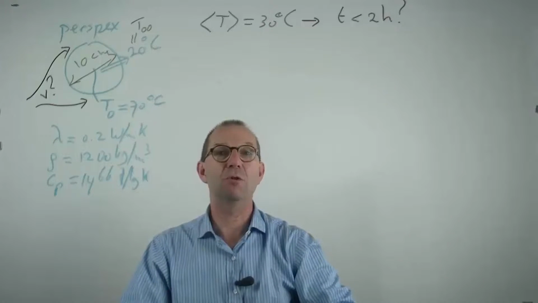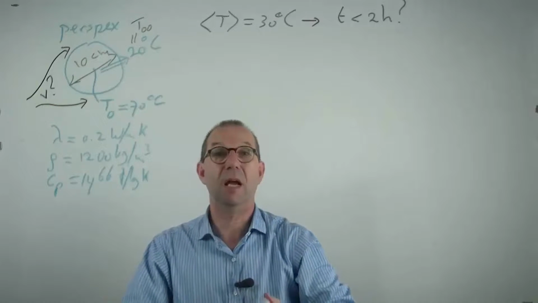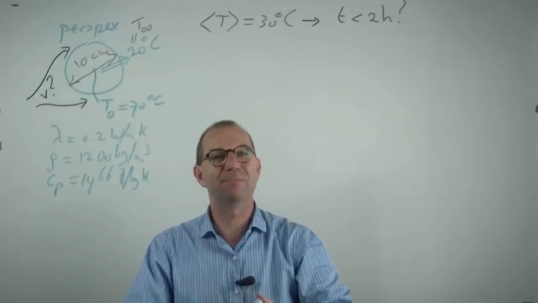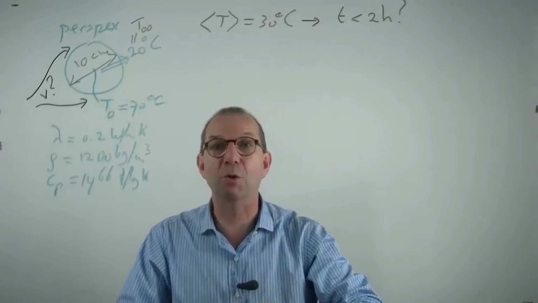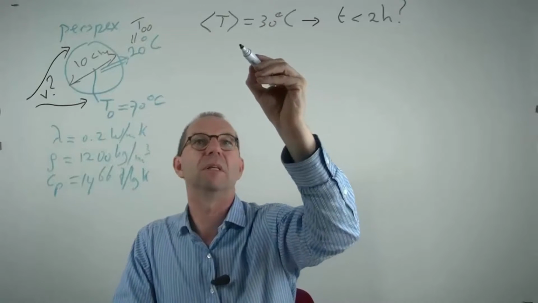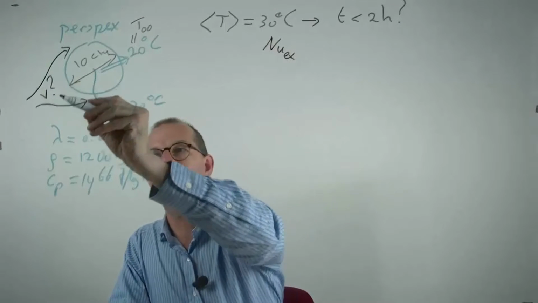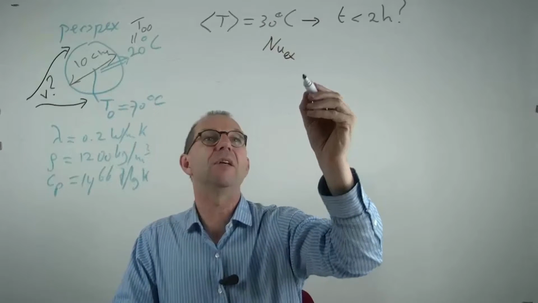Again, we cannot use the graph because there will be resistance here, and we need to be able to model that. This is advanced, so I'll guide you through. I need something on the outside. The external Nusselt number should be connected to the flow. And there are relations for that.